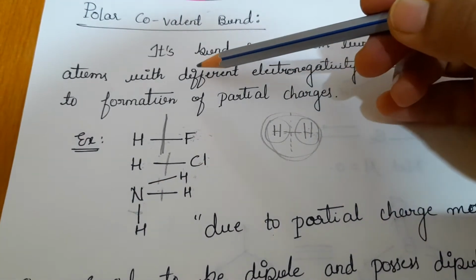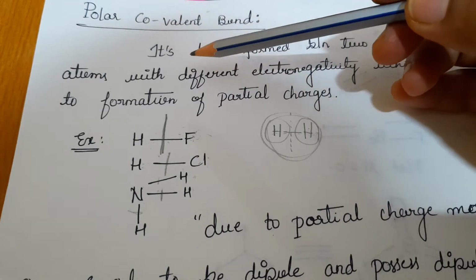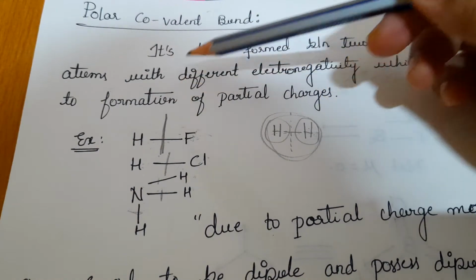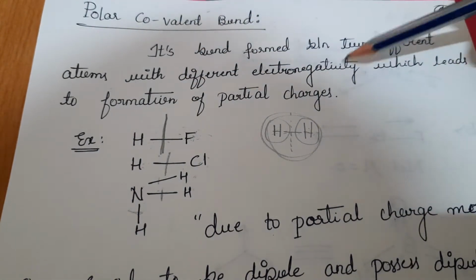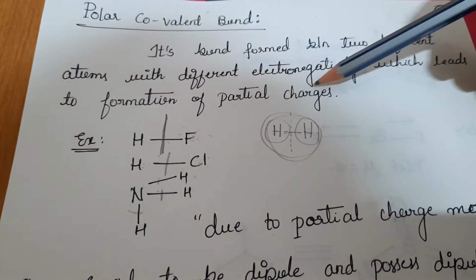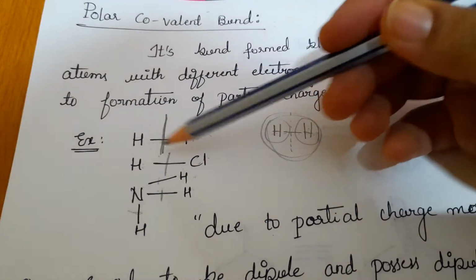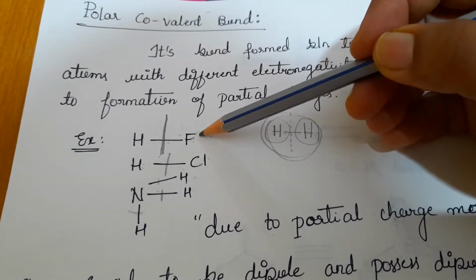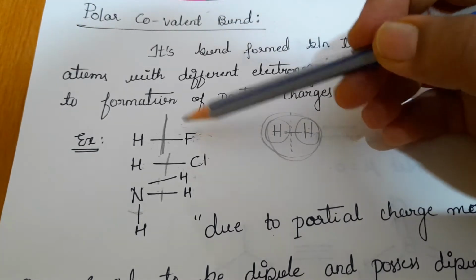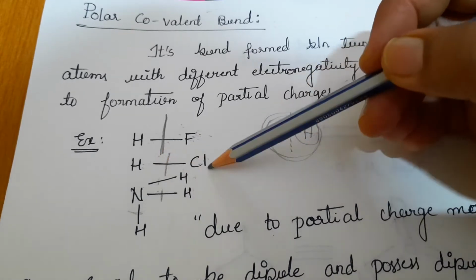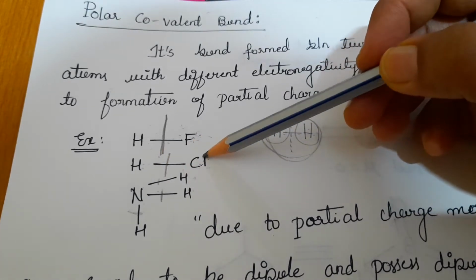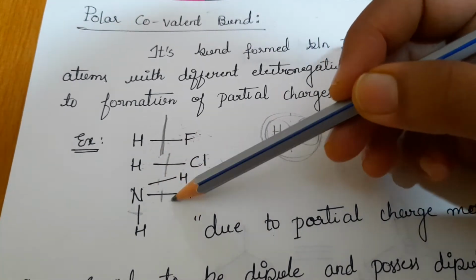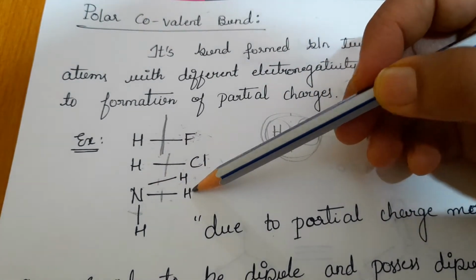So we can define here polar covalent bond. It's a bond formed between two different atoms with different electronegativity, which leads to formation of partial charges. The electronegativity difference can be seen here. Fluorine shows the highest electronegativity in hydrogen fluoride, and Cl shows the highest electronegativity in hydrogen chloride. Similarly for the NH3 molecule, ammonia molecule also.